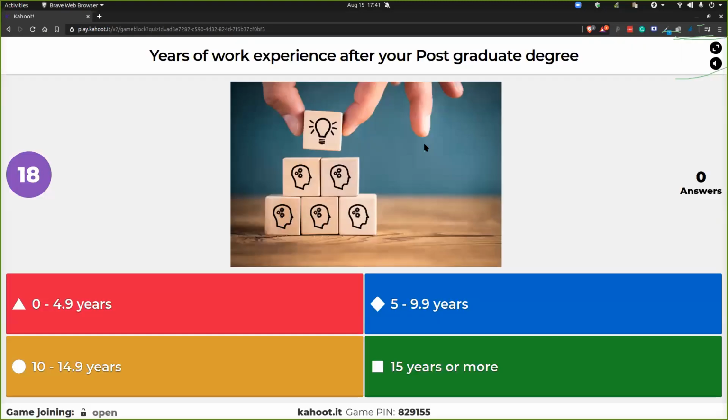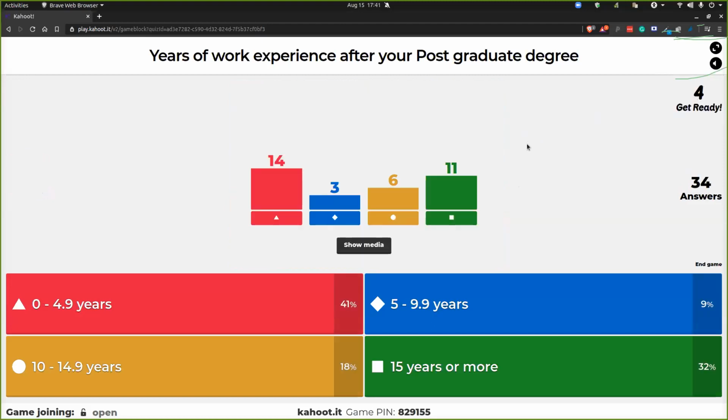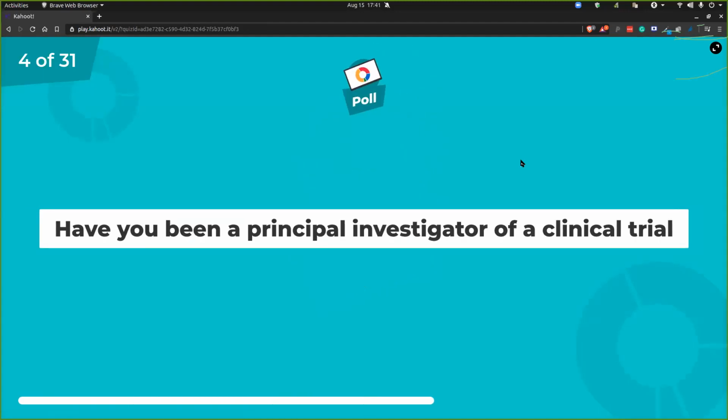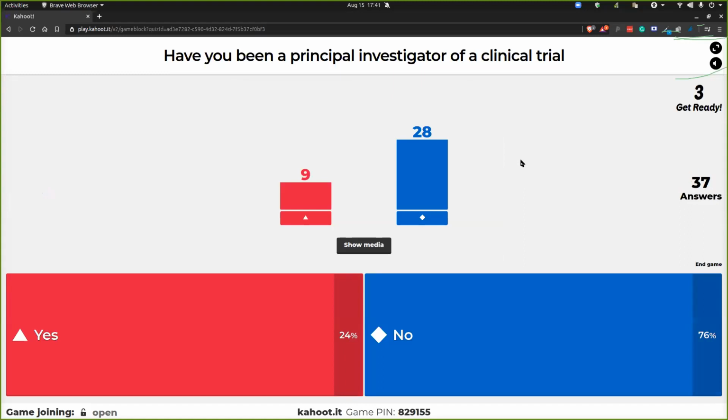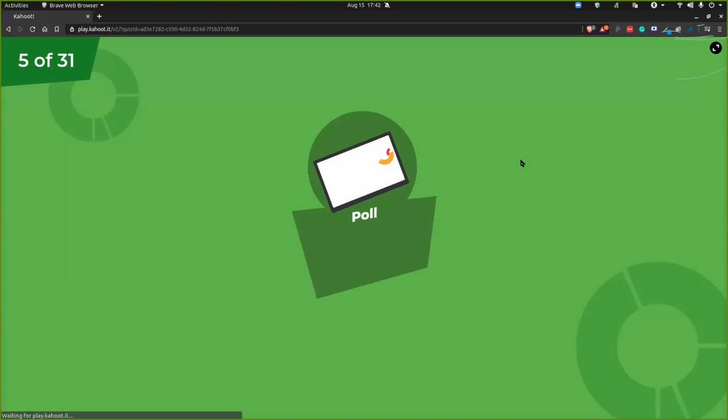And the years of experience after postgraduate training that you have. Okay, so the vast majority actually have 15 years or more experience. So that's good. And finally, have you been a principal investigator of a clinical trial? These are the five questions I had. Oh, 9 people actually have been principal investigators of clinical trials. So that is interesting. We have a very learned audience today.